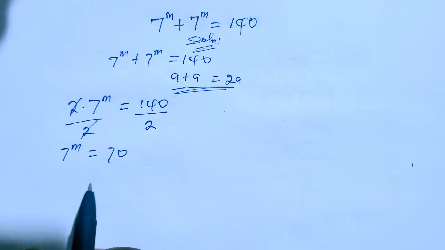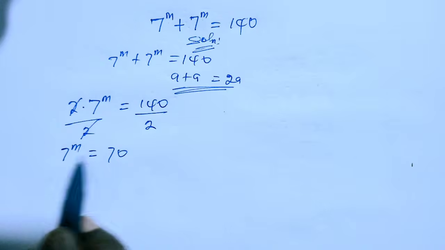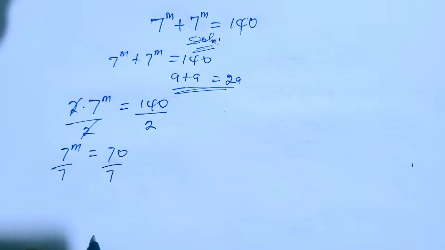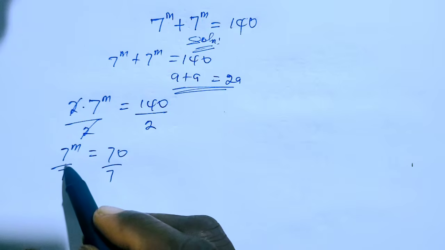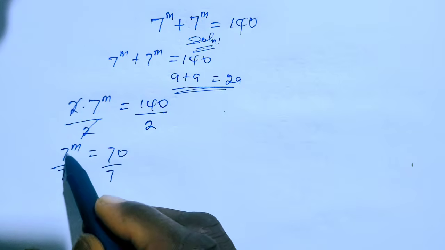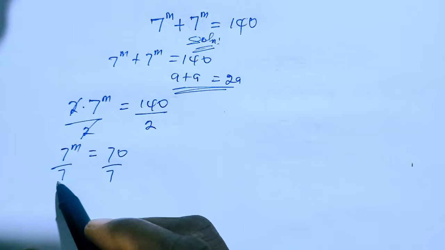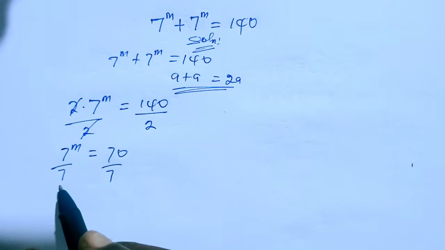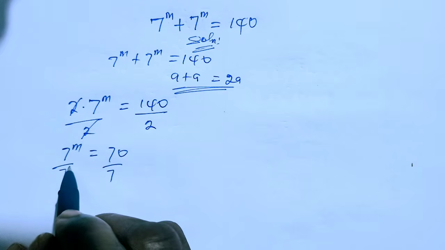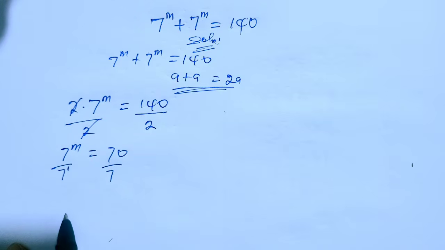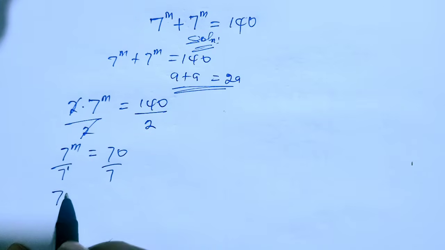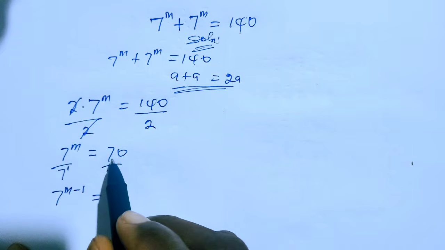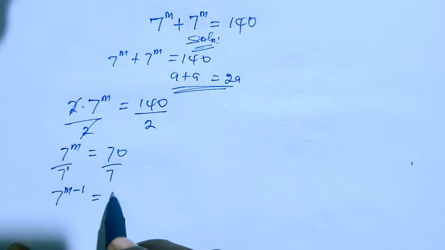Now the next step is to divide both sides of the equation by 7. Here we recall from indices that when the bases are the same, in division we subtract the powers. Therefore, here we have a power of 1, and as such this gives us 7 to the power of m minus 1 equals 70 divided by 7, that will give us 10.